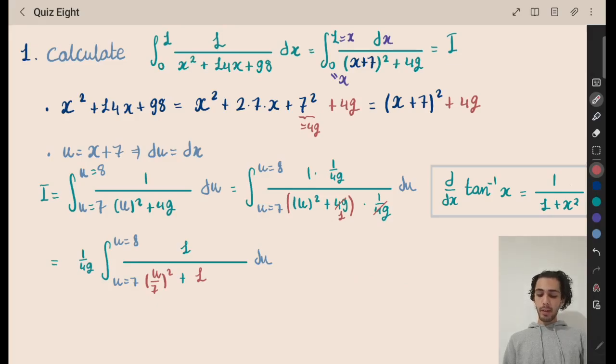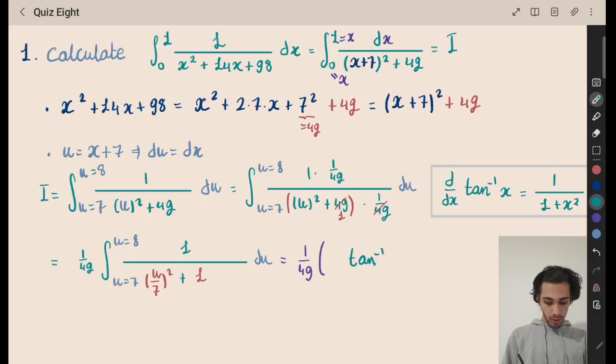Then I can apply the antiderivative, if I have a photographic memory, of course, and I know how to proceed with this. So I would write 1 over 49 on the outside. And then the following. So the derivative of what gives me u over 7 squared plus 1? Is it the derivative of tan inverse of, let's say, u over 7?